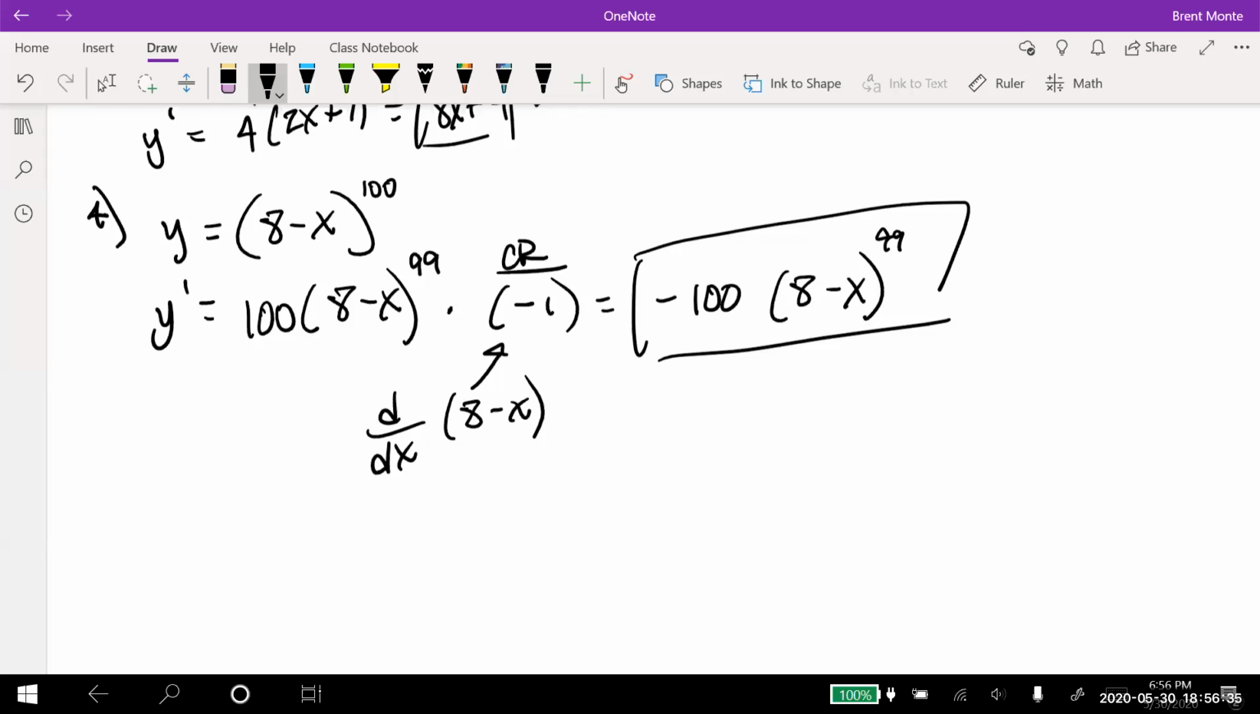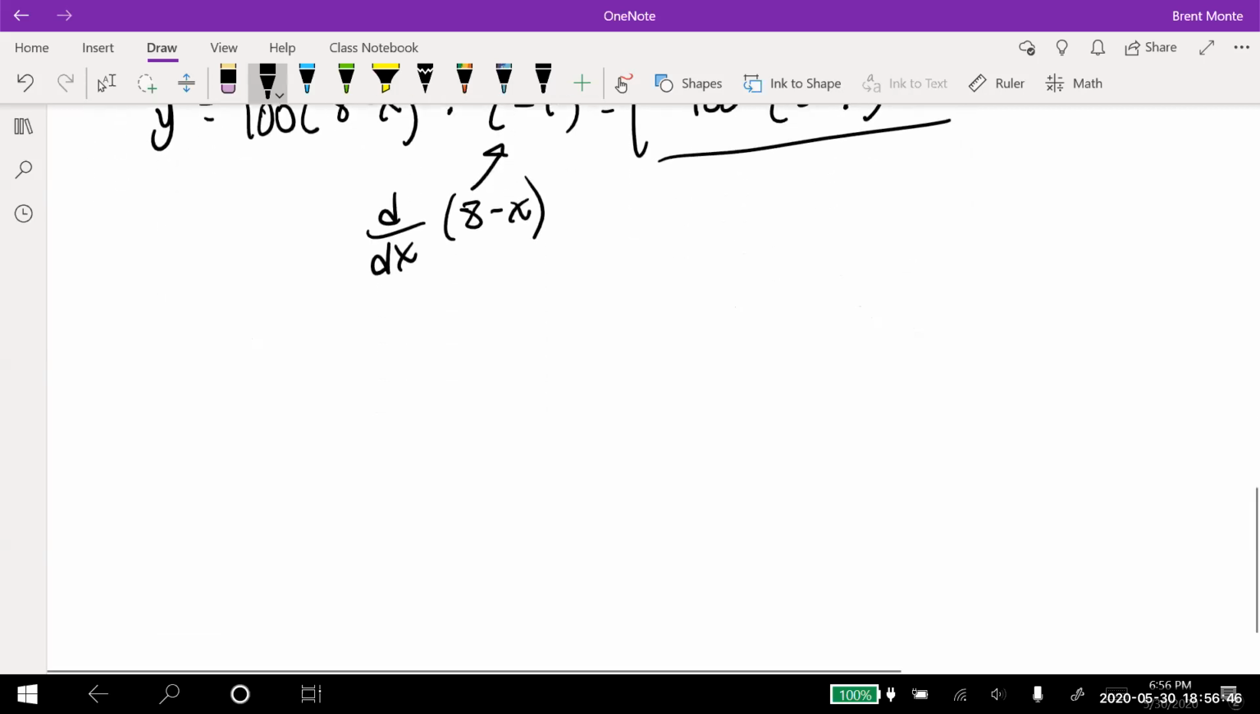So these, once you understand what you're doing, are quick to do. It's no big deal. Just remember, if there's stuff inside the parentheses, inside some grouping, we have to multiply by the derivative of the inside. All right, so let's jump on to another one.